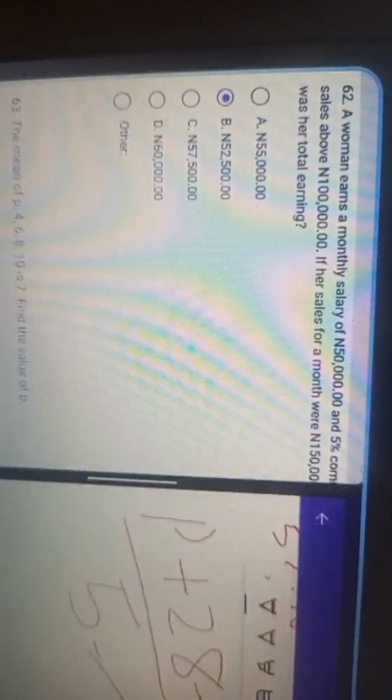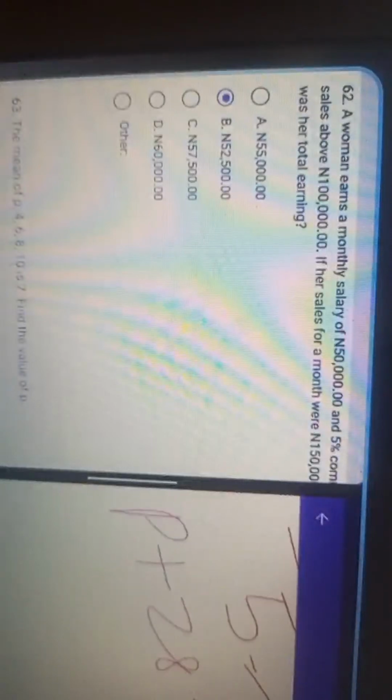So cross multiplying, I'll have P plus 28 is equal to 35. So P will be equal to 35 minus 28. And what does that give me? It gives me 7. Option C, 7.